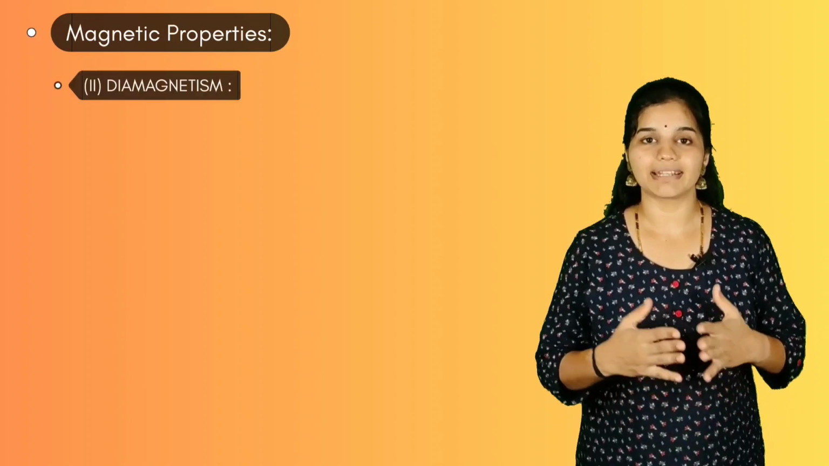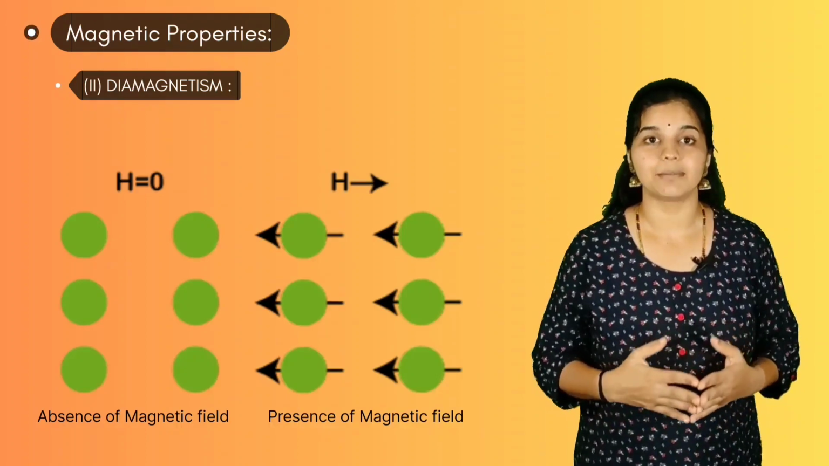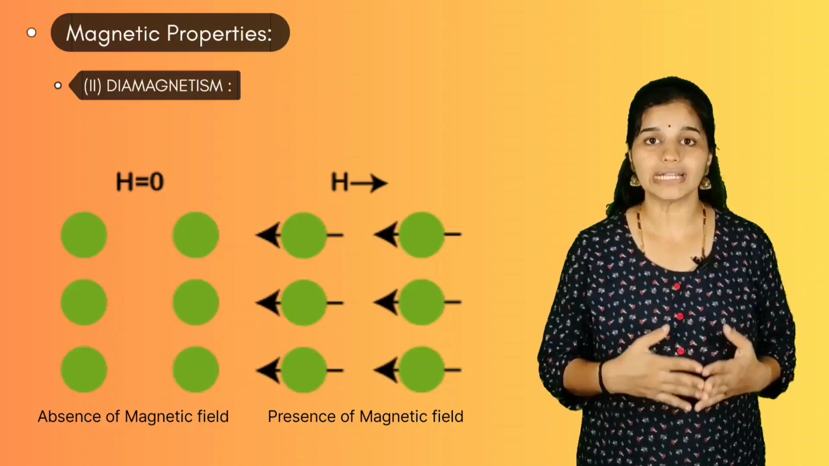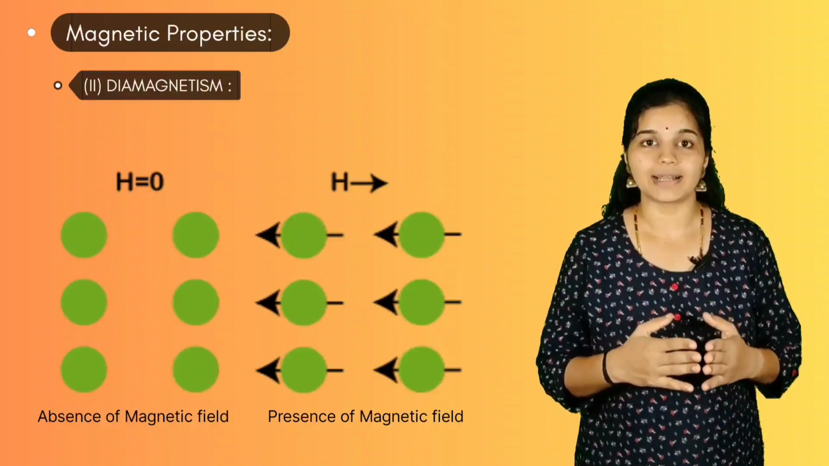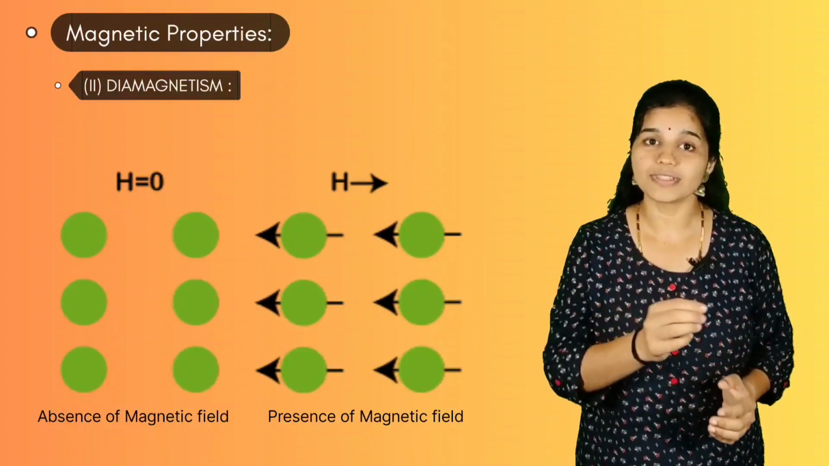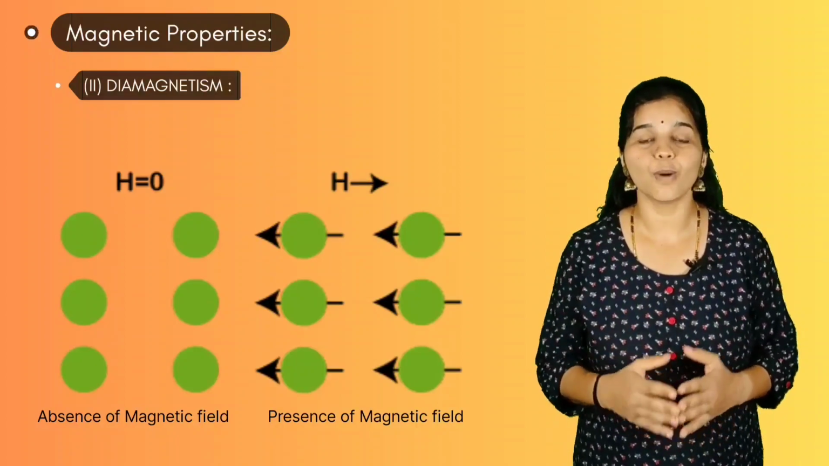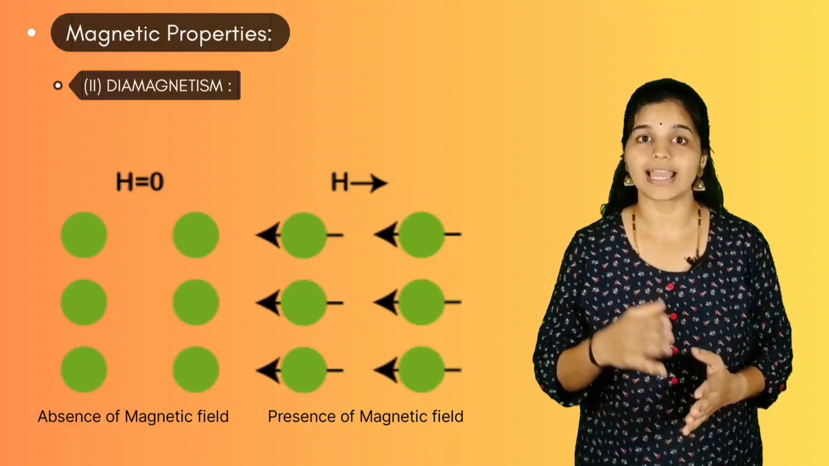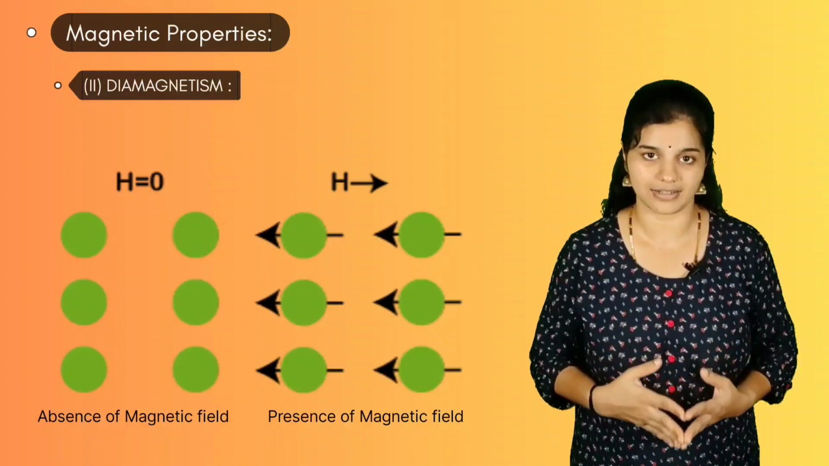The second type is diamagnetism. Diamagnetic substances are weakly repelled by a magnetic field. Examples are water, sodium chloride, and benzene. They are weakly magnetized in a magnetic field in the opposite direction. Diamagnetism is shown by those substances in which the electrons are paired and there are no unpaired electrons. Pairing of electrons cancels their magnetic moments and they lose their magnetic character.